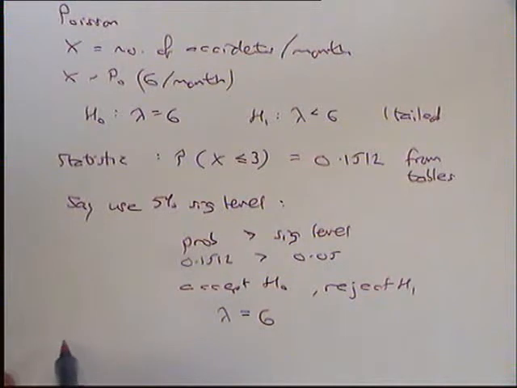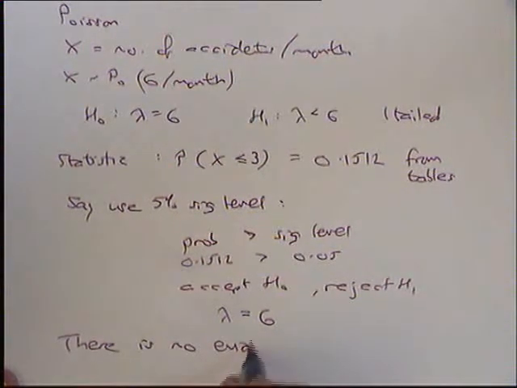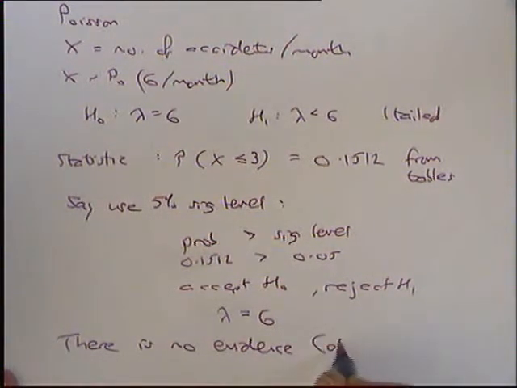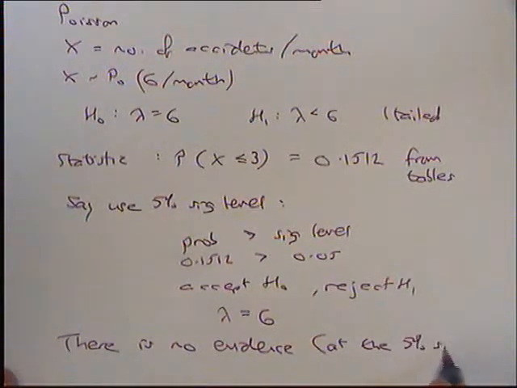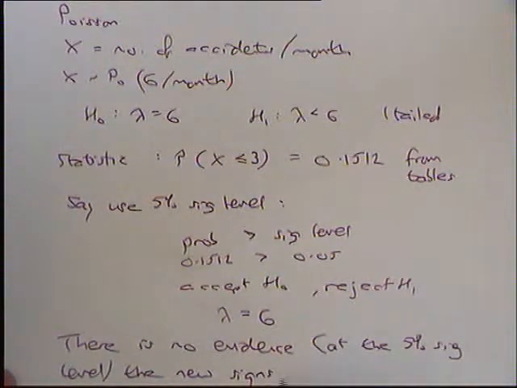So that means there is no evidence, and try and get into the habit of writing the sentence at the end. There is no evidence at the 5% significance level that the new signage, I like the word signage, I'll write signs if you like, the new signs have reduced the accident rate.